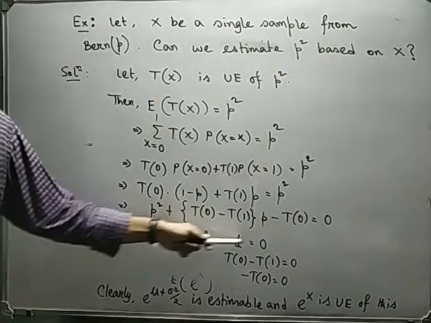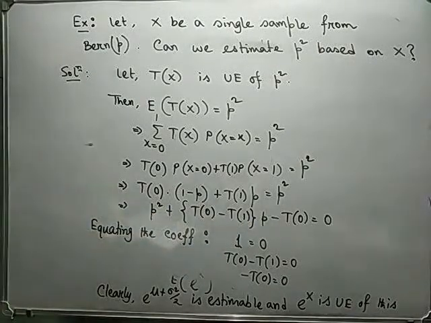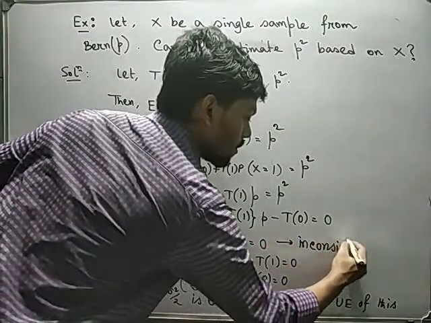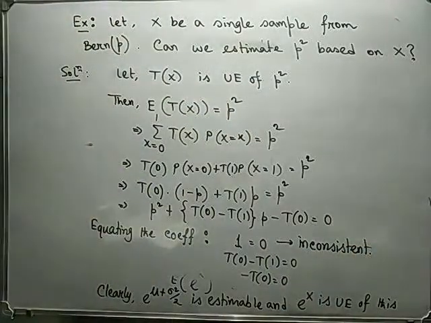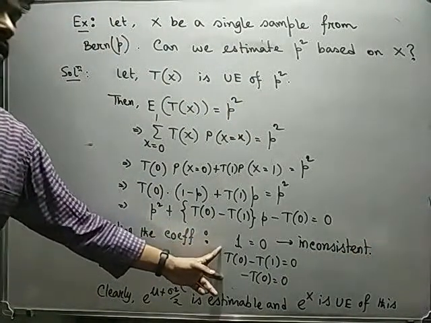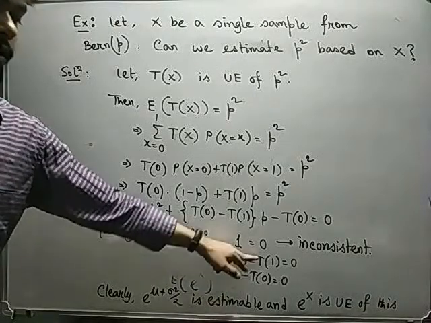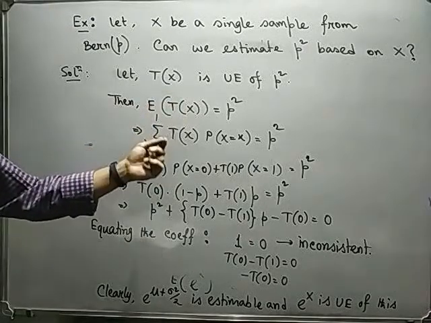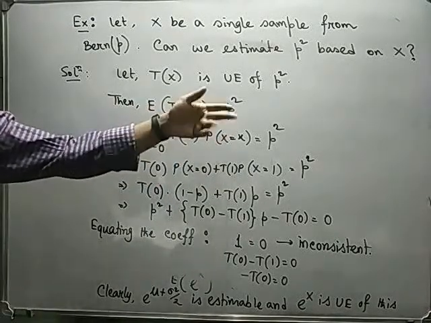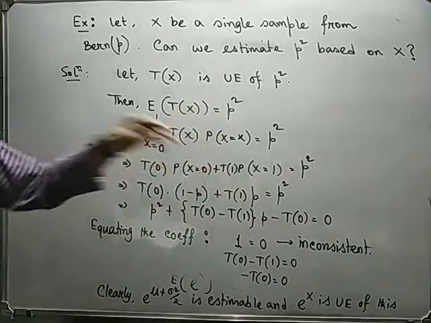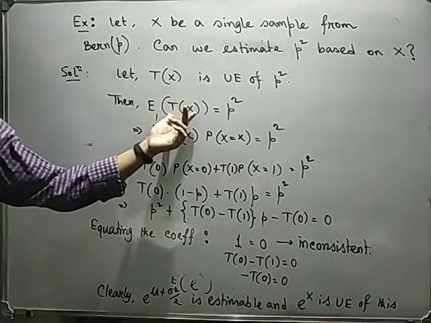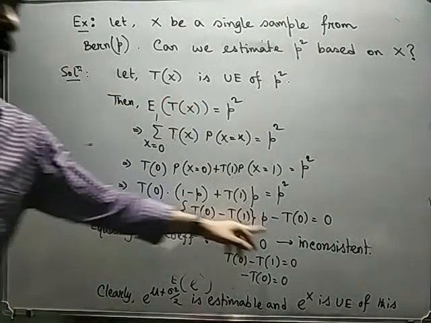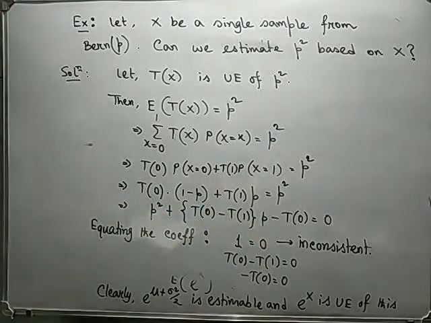Okay. And why? One cannot be equal to 0, so that's why the first equation is inconsistent. And even the second equations are also inconsistent, as if t0 and t1 both are equal to 0, then Tx always takes the value 0, so that means p will be 0, but p is not 0. Okay. p is the success probability. So this is always inconsistent, 1 which is equal to 0.